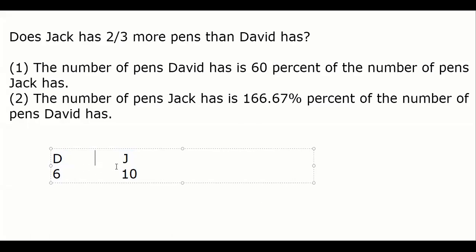Yes, sir. Because we know Jack has 10, David has 6. So how much more does Jack have? Jack has 4 more. 4 more, compared with David, what is 4 by 6? 2/3, sir. We can find out. Good. Even suppose if Jack was having 8.